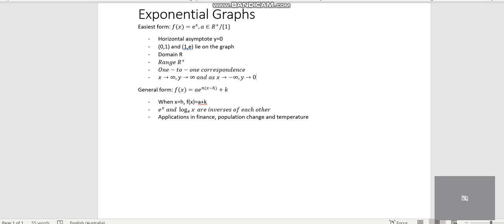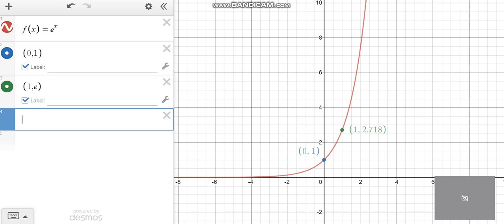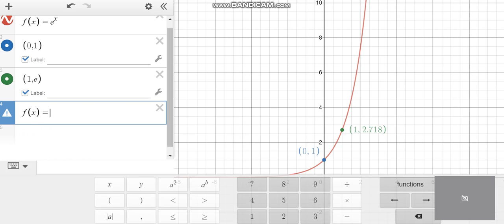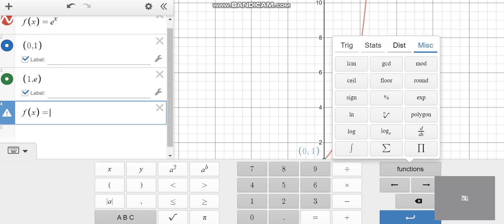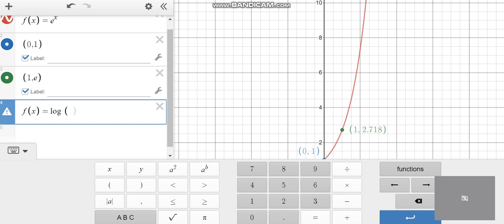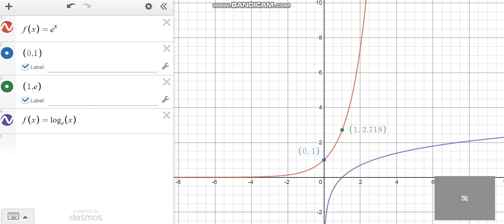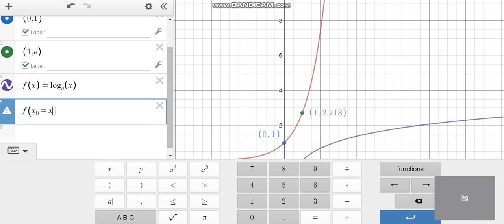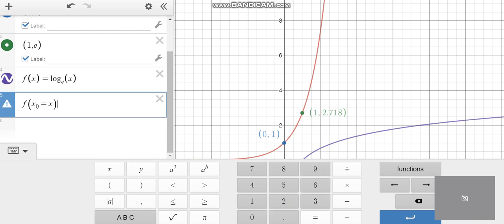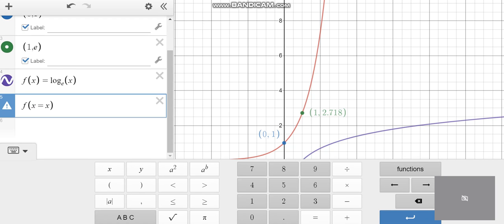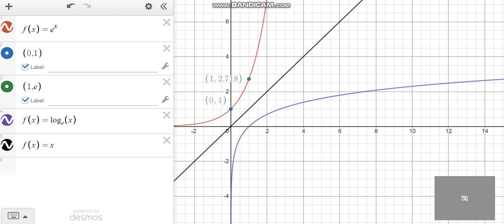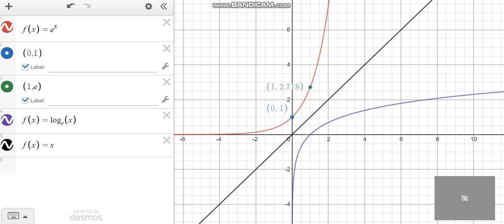You may have realized that e to the x and log base e of x are inverses of each other. So we search up f of x equals log e of x and f of x equals x. Give me a minute. What's going on here? Oh, I see. f of x equals x. There we go. See, it sort of mirrors each other here. This is what I mean by the inverse of e to the x and log e of x.